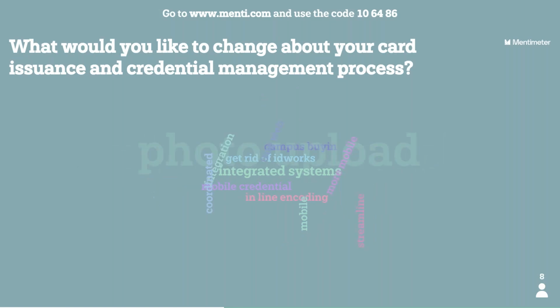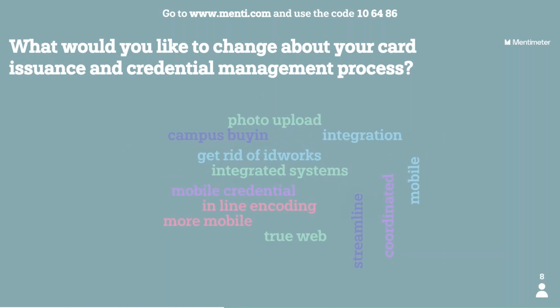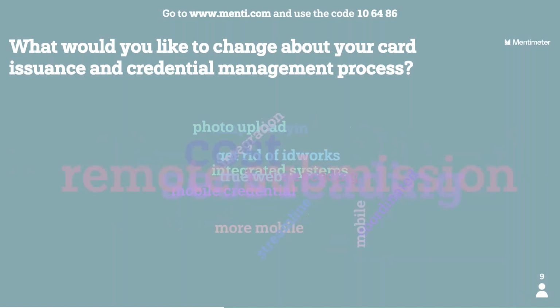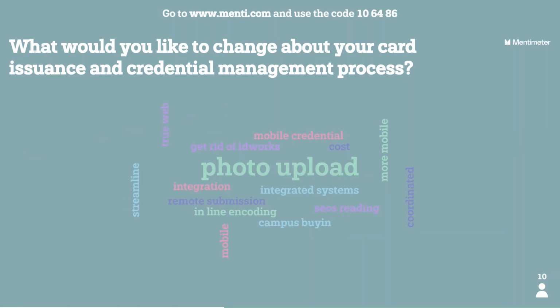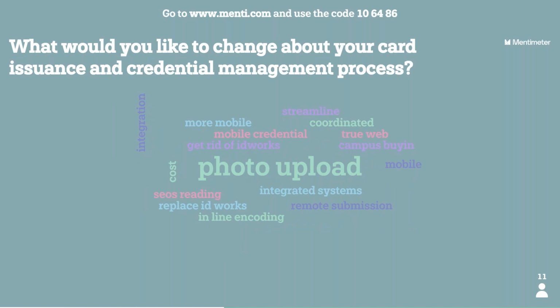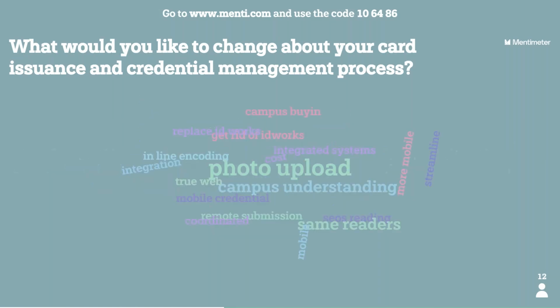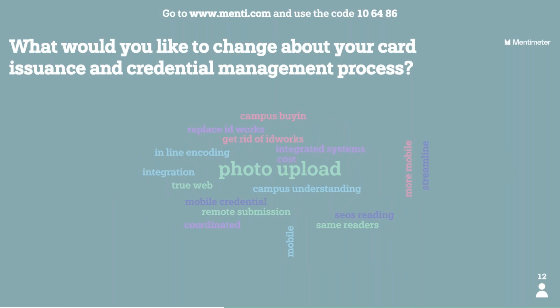My screen is so small. I apologize. Let me expand it here. Okay. Inline encoding. That is always a very good one to have on campus. Makes life a lot easier instead of having to do the tap and go system. Photo upload. Campus buy-in. Everyone works in those siloed departments. So yeah, getting buy-in from everybody on the university is very challenging at times. Remote submission. Streamline. Photo upload again. So the bigger the text, the more times folks are submitting that.